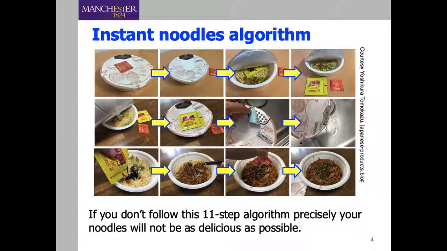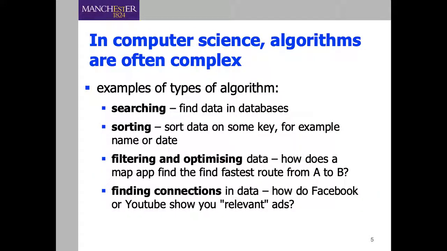So let's look at algorithms in computer science, which are generally more complicated than making instant noodles. Here are some examples of some very common types of algorithms. These crop up again and again throughout computer science, across all aspects of computer science, and they crop up in different ways, in different spaces with different applications, but they tend to keep coming up. And let's go through them.